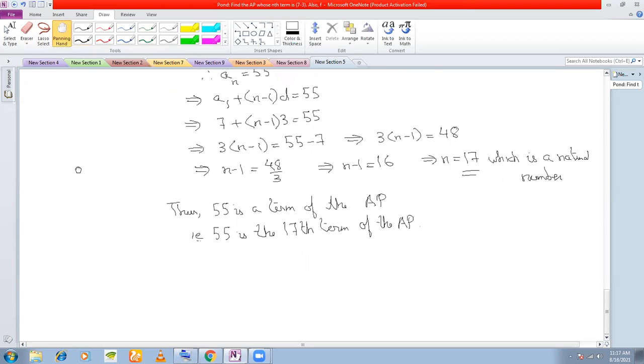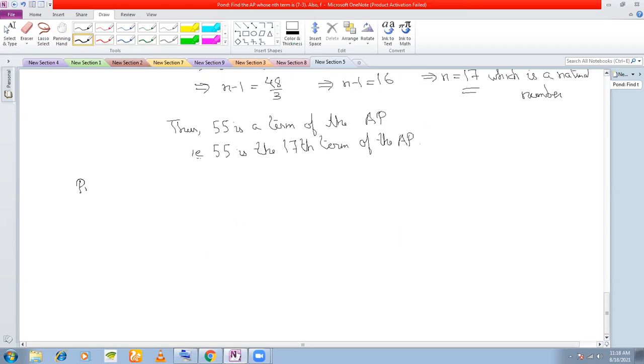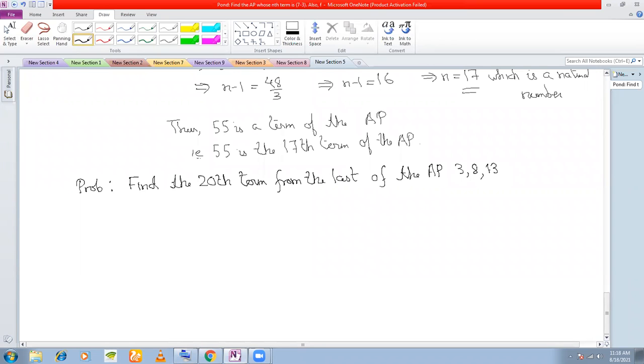Next question, number 7, from the textbook. Find the 20th term from the last. Now, this is an interesting question. Find the 20th term from the last of the AP 3, 8, 13 and so on till 253.